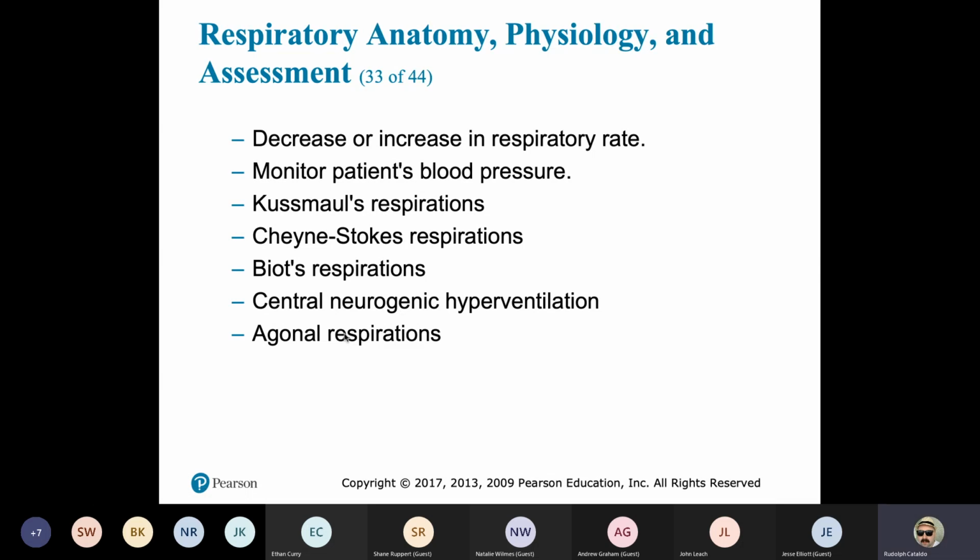Some of the respirations that concern us: Kussmaul, so maybe your patients with a high blood sugar, trying to blow off those excess ketones, trying to blow off that carbon dioxide. Cheyne-Stokes respirations, so maybe it is some sort of a traumatic event. Maybe they have brainstem trauma. Biot's respirations, same thing. Agonal respirations. Remember, agonal breathing is not normal breathing. When in doubt, start bagging your patient.